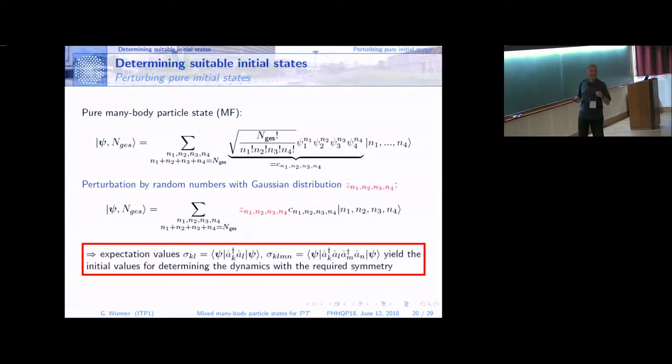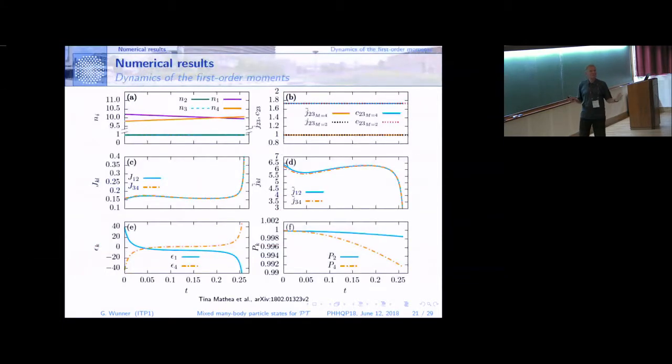So then, for these states, you can also calculate the initial values of the one-particle density matrix and the two-particle density matrix, and then follow the dynamics just like in the case before. And so these are the numerical results with 22 particles, the dynamics for the first order moments. Here we have, to the left, the number of particles in the wells.